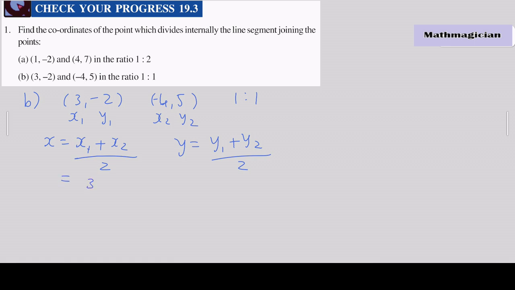x1 is 3, x2 is negative 4. So 3 plus minus 4 upon 2. y1 is negative 2 plus 5 upon 2. This gives minus 1 upon 2 and this gives 3 upon 2. So your final answer is negative 1 by 2 and 3 by 2. This is a midpoint.